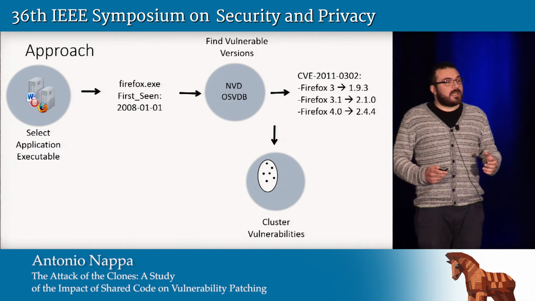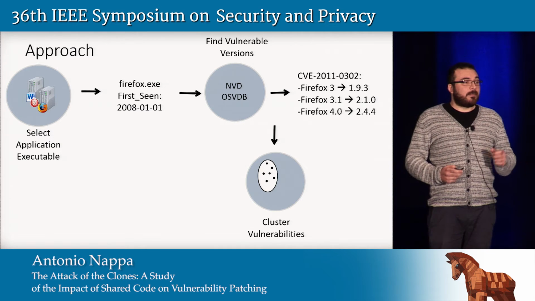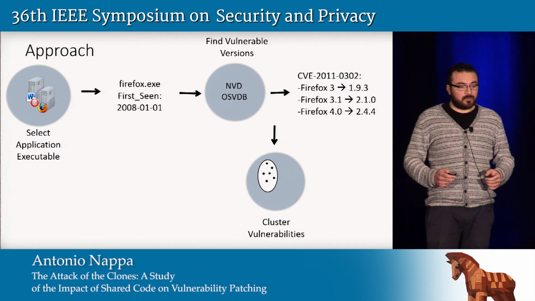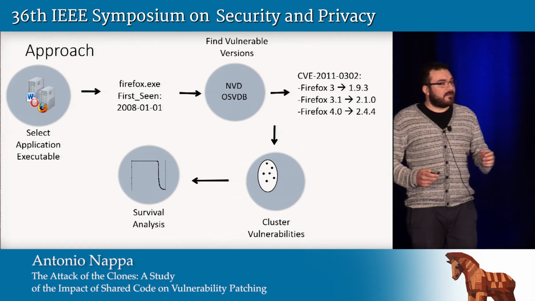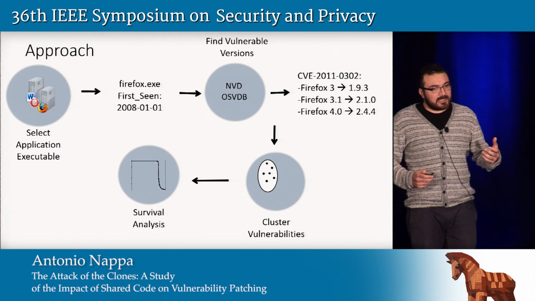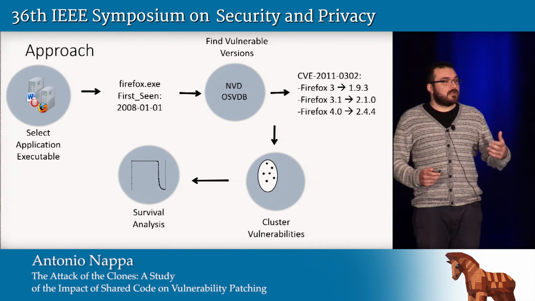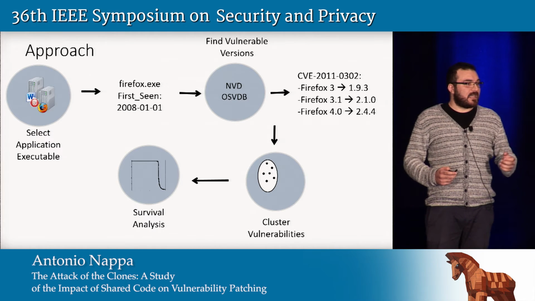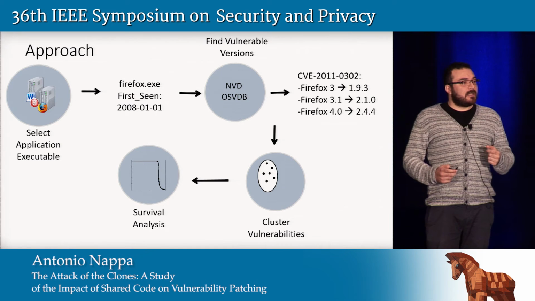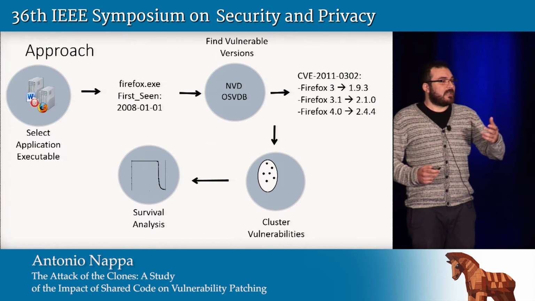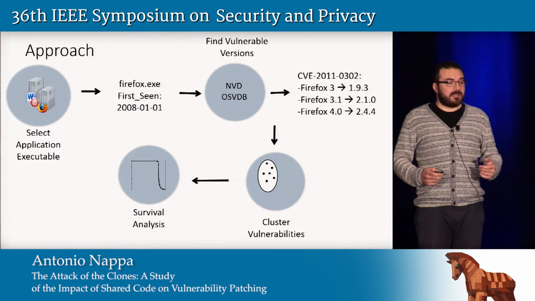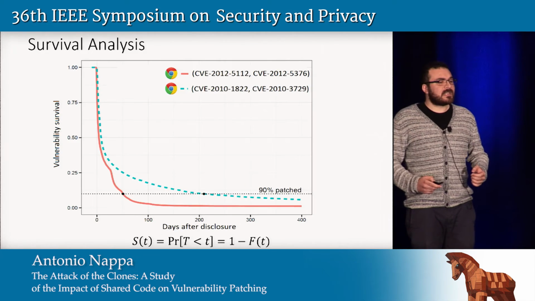Then we cluster together vulnerabilities that patch with the same versions in order to minimize the amount of work. And then we perform survival analysis. That is a statistical technique that allows us to measure how the vulnerability is decaying over time. This technique is used in life science to basically test the survival of the patients for a new drug. So basically, in this case, we use this technique to measure how the vulnerabilities are decaying. And this is an example.